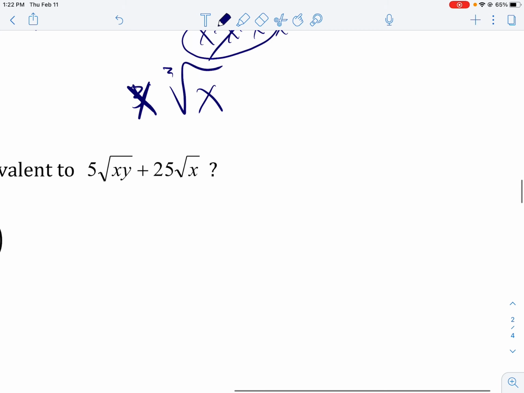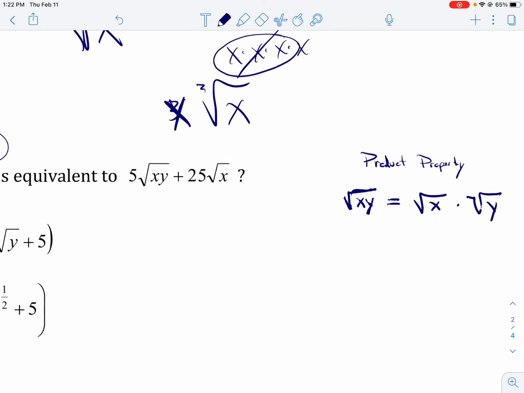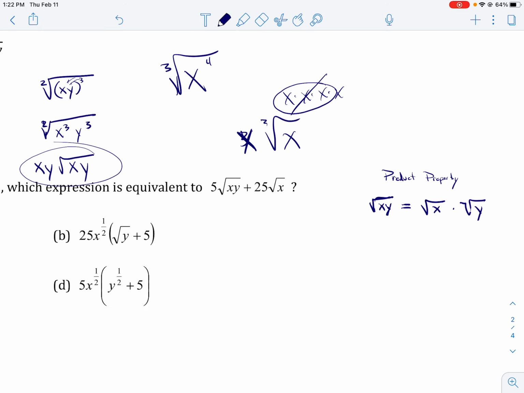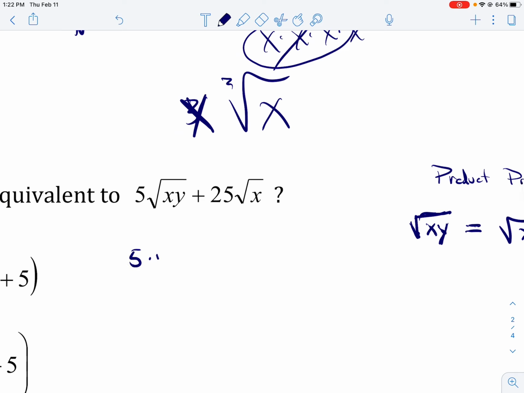This is called the product property. All right, so the product property states this. Okay? Square root of xy is equal to the square root of x times the square root of y. So we're going to use that property in order to separate this guy right here. So 5 times square root of x times square root of y plus 25 square root of x.